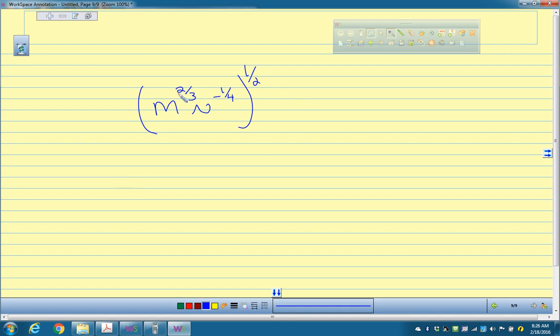What do I do with these exponents, Chase? What do I do with this exponent? What do I do with the 2/3 and the 1/2? Okay. Can you make a guess? What do I do, Kaylee? I multiply the exponent. So I multiply, this is 2/3 times 1/2.